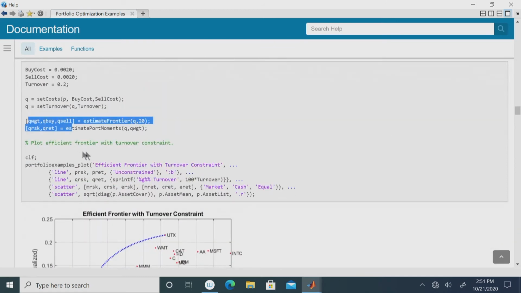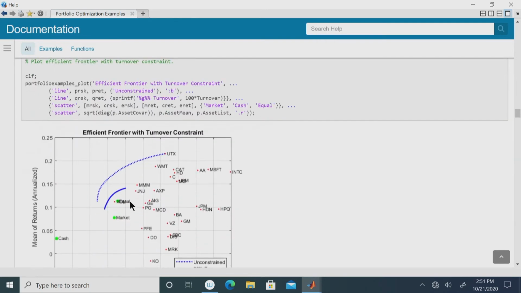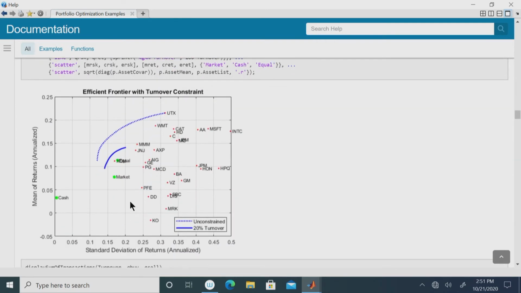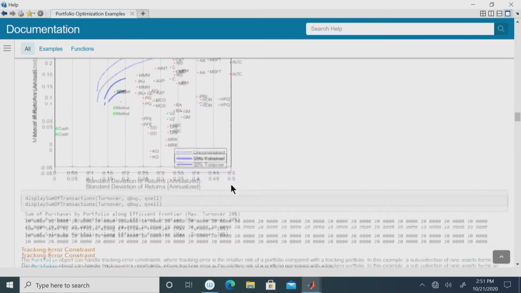So, once you have this, of course, again you will have a similar kind of efficient frontier. Here, if you observe carefully, we had this unconstrained efficient frontier, and here in this bold line we have the efficient frontier, which has accommodated for a maximum of 20% turnover.